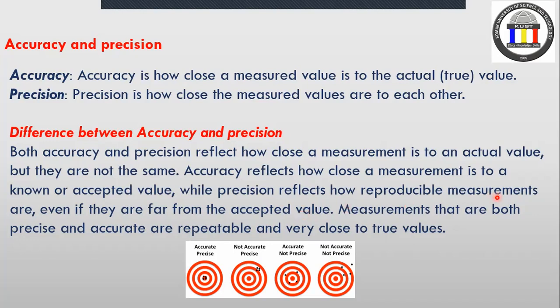Measurements that are both precise and accurate are repeatable and very close to the actual value, like this one. Repeatable, so they are close to each other and close to the true value, which, we suppose, is this spot here.